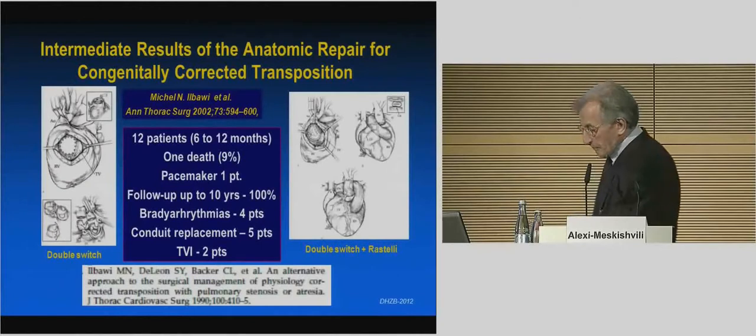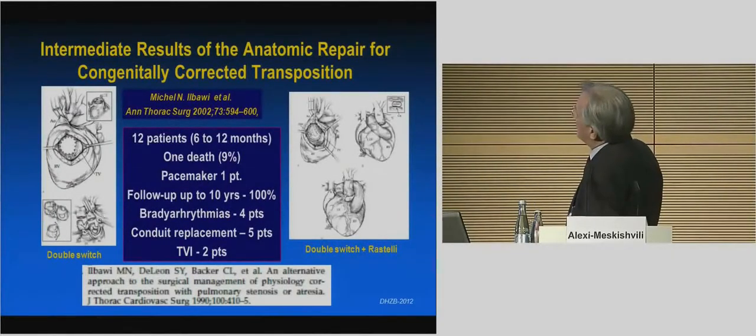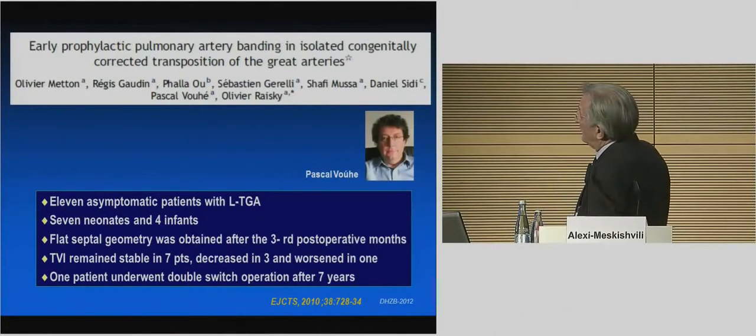And these are the late results of the double switch operation presented by Ilbawi, in 12 patients. He shows that 1 patient has a pacemaker and there was 1 late death. At 10-year follow-up, there were arrhythmias in 4 patients, conduit obstruction in 5 patients, and tricuspid valve incompetence in 2 patients. And the latest development is early prophylactic pulmonary artery banding in isolated congenitally corrected transposition of the great arteries, by Pascal Vouhé in Paris.